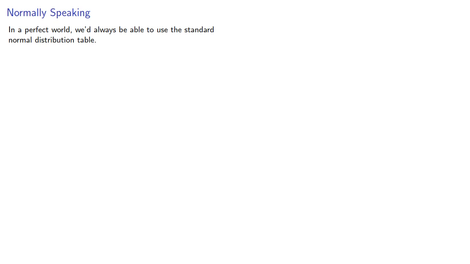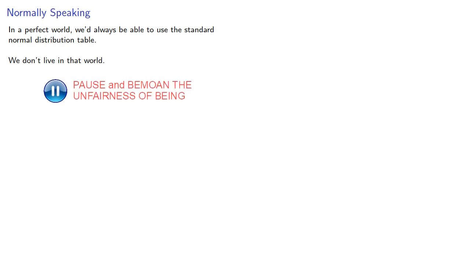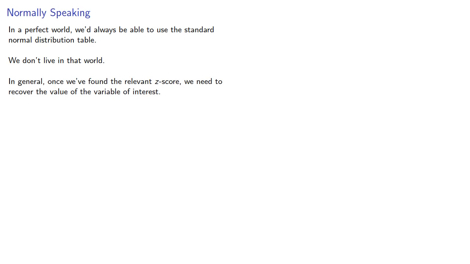In a perfect world, we'd always be able to use the standard normal distribution table. We don't live in that world. In general, once we've found the relevant z-score, we need to recover the value of the variable of interest.